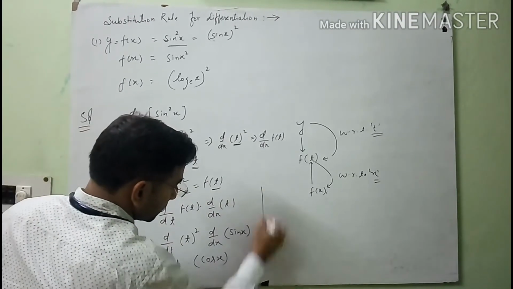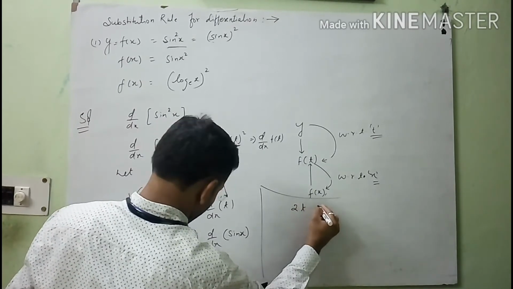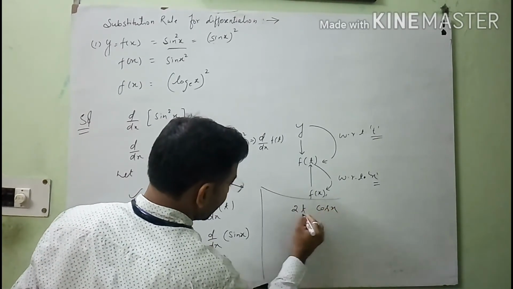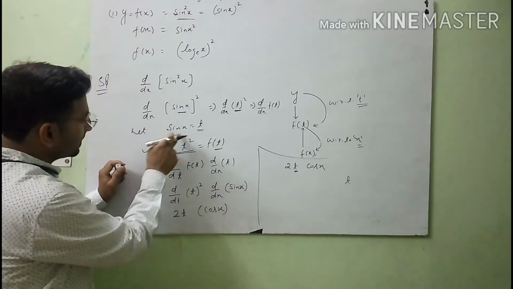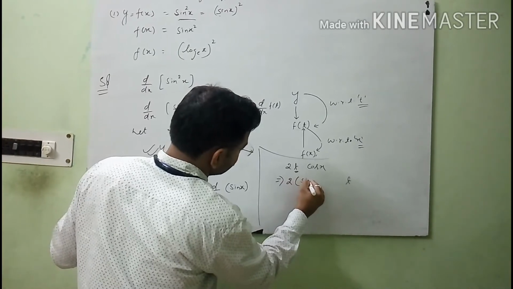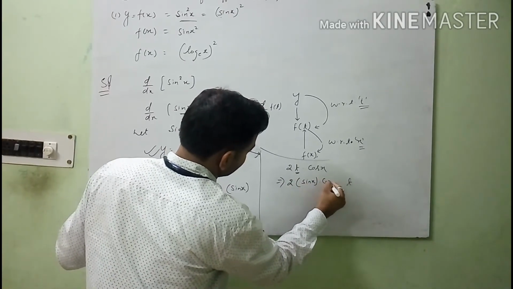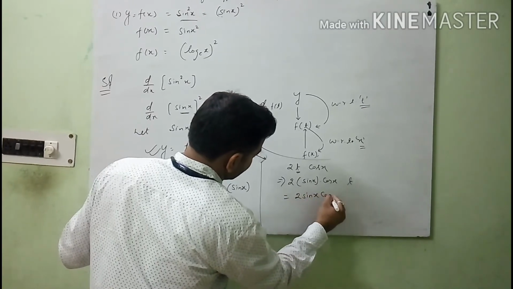So here your solution is 2t into cos x. Now I will substitute the value of t, which, as you know, I considered as sin x. So at last I will write here sin x in place of t, and here it is cos x. So the solution is 2 sin x into cos x.